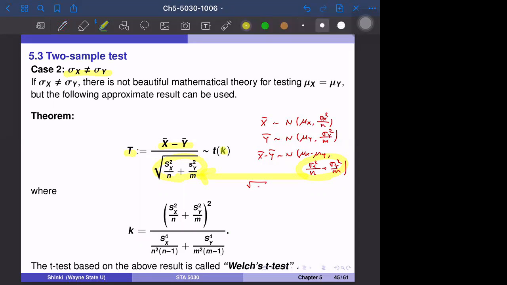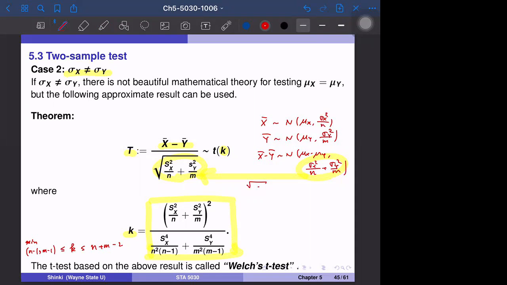And here is the degrees of freedom k. Last time we had n plus m minus 2, but now we have a slightly different value, and the formula is very complicated. So k is given by this quantity. It is not necessarily an integer, but k is usually between the minimum of n minus 1 and m minus 1, and n plus m minus 2.